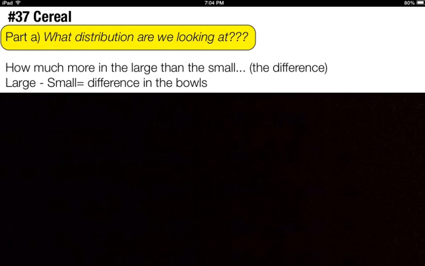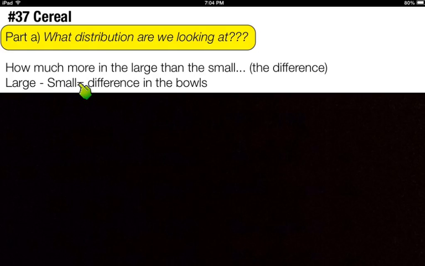That's your indication of exactly what you are looking for. In this case, what we're going to be looking at is literally the difference, and you can see that here, right? I'm trying to find the difference between the large and the small. So that's going to tell me the amount left over. It's about as straightforward as you can get. So we're going to create a distribution saying large bowl minus small bowl.